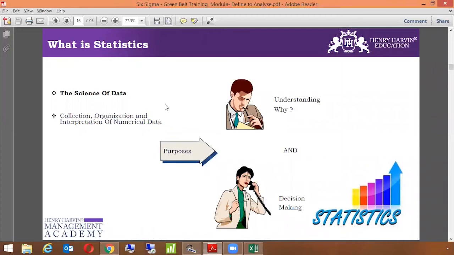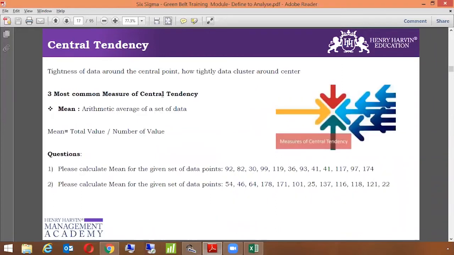Now we are going to talk about central tendency. What is central tendency in basic statistics? It is the tightness of data around the central point, how tightly data cluster around the center, which means how far the data points are from the central point. That is what central tendency is all about. There are three most common measures of central tendency that we are going to talk about.